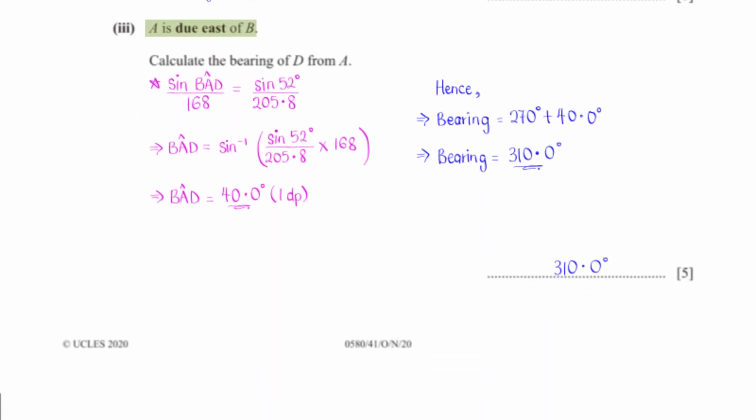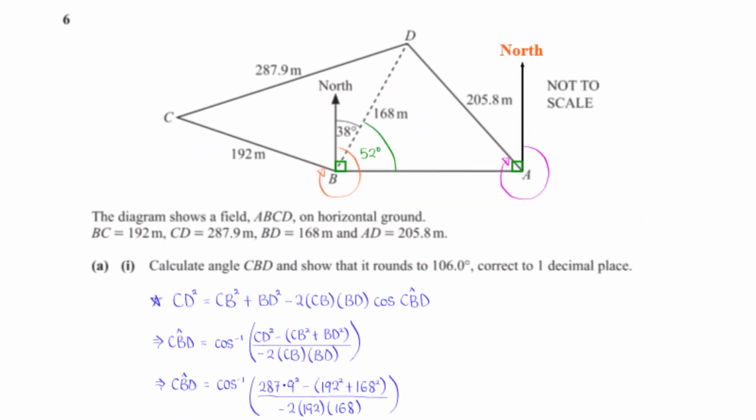A is due east of B. Calculate the bearing of D from A. On the diagram, the bearing of D from A has been indicated using the purple arrow. We've been told that A is due east of B. This means that these angles are each equal to 90 degrees.